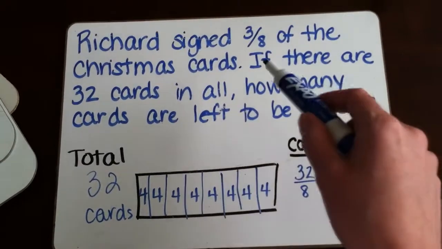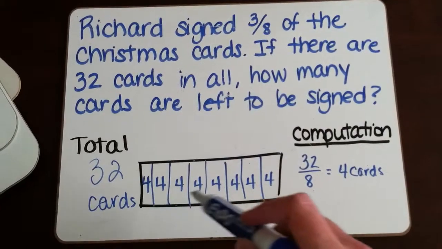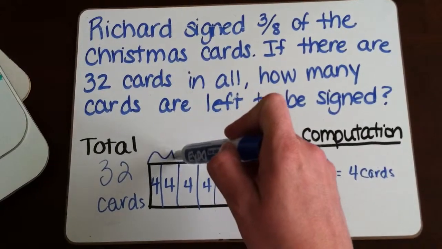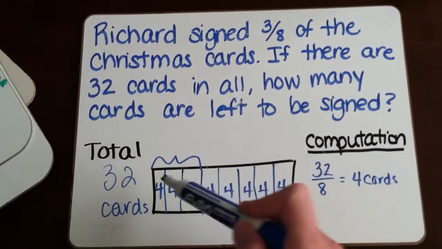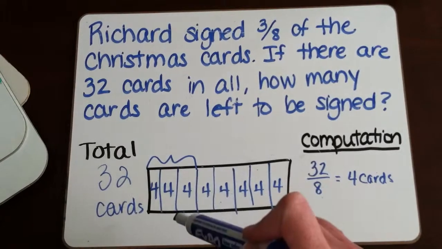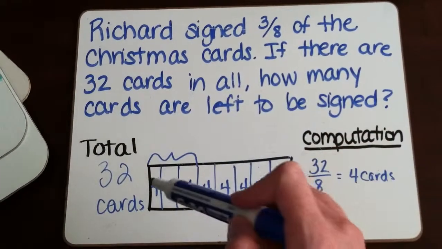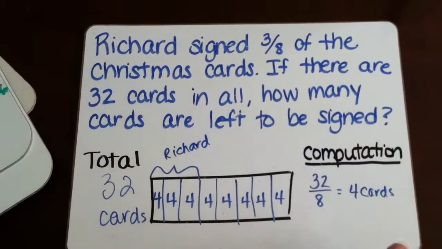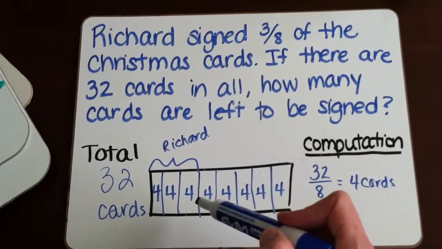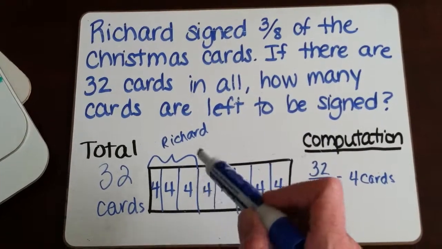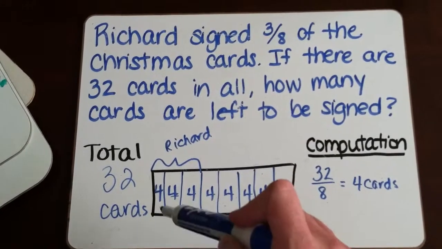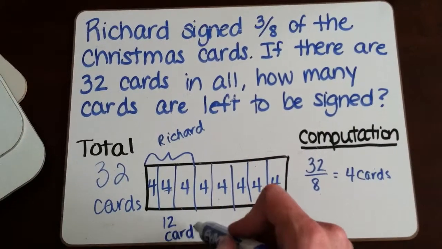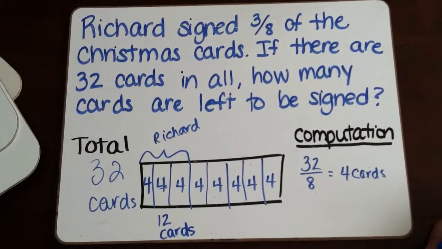Now Richard signed 3/8. Each of these is an eighth. He signed 3 of them. I'm going to do some labeling here. Do you see how I pointed out 3 of the boxes? Because it's 3 out of the 8 that he signed. And I'm going to label that Richard. Well, how much is that? How many did he sign? 3 4s. Well, I have 3 4s, so that would be 3 times 4. 3 times 4 is 12. So Richard signed 12 cards.